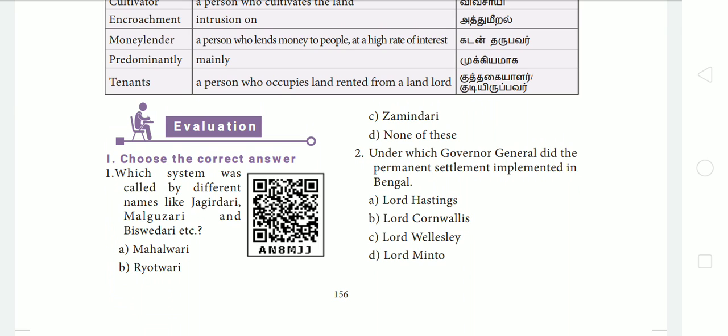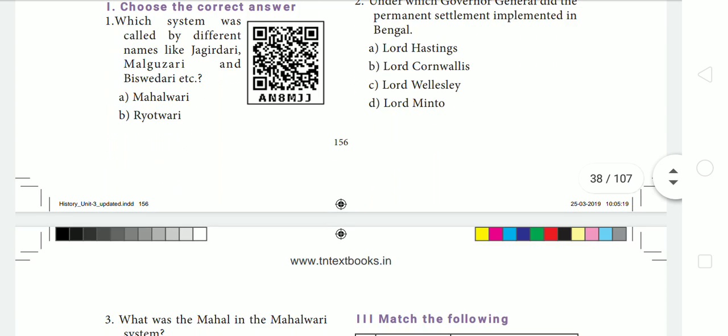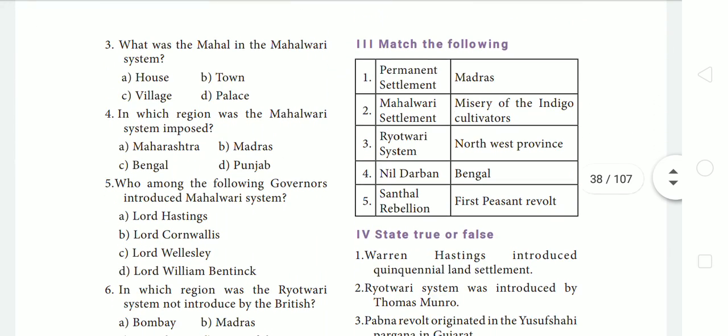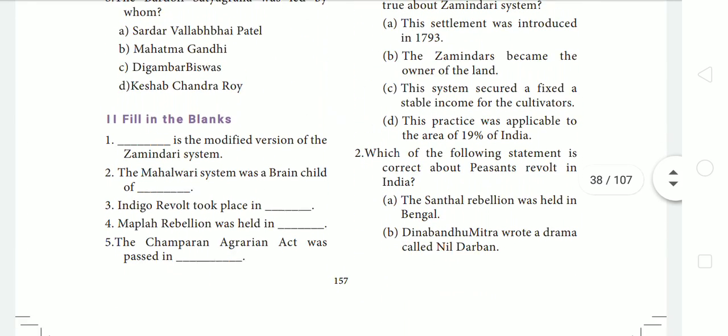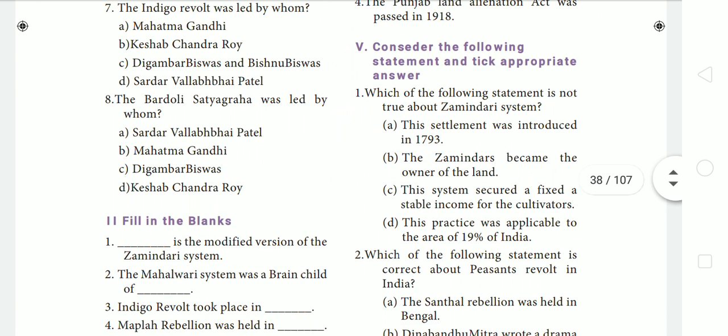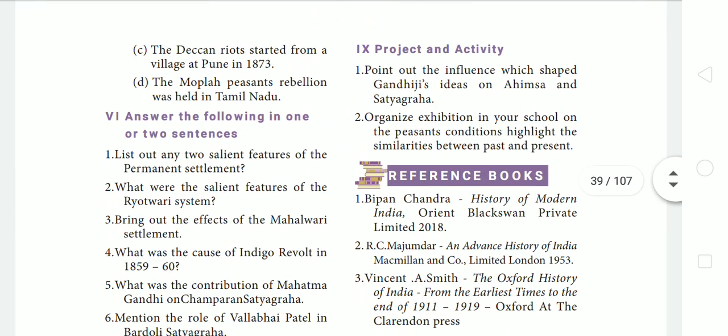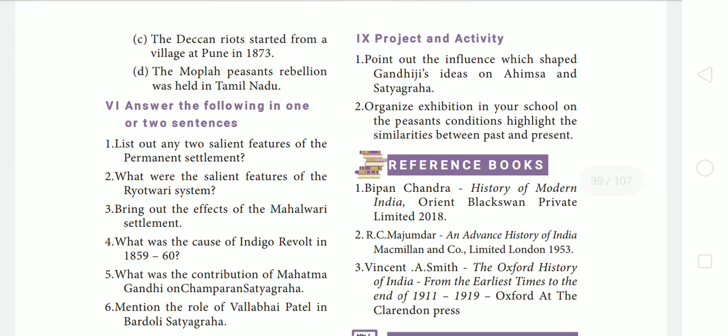So your assignment today is to do a book reading. You have to read this lesson once and you have to answer all the 1 mark questions which were given. That is, choose the correct answer, match the following, true or false, fill in the blanks, and consider the following statements and tick the appropriate answers. So you have to read the lesson once and answer all these 1 mark questions.